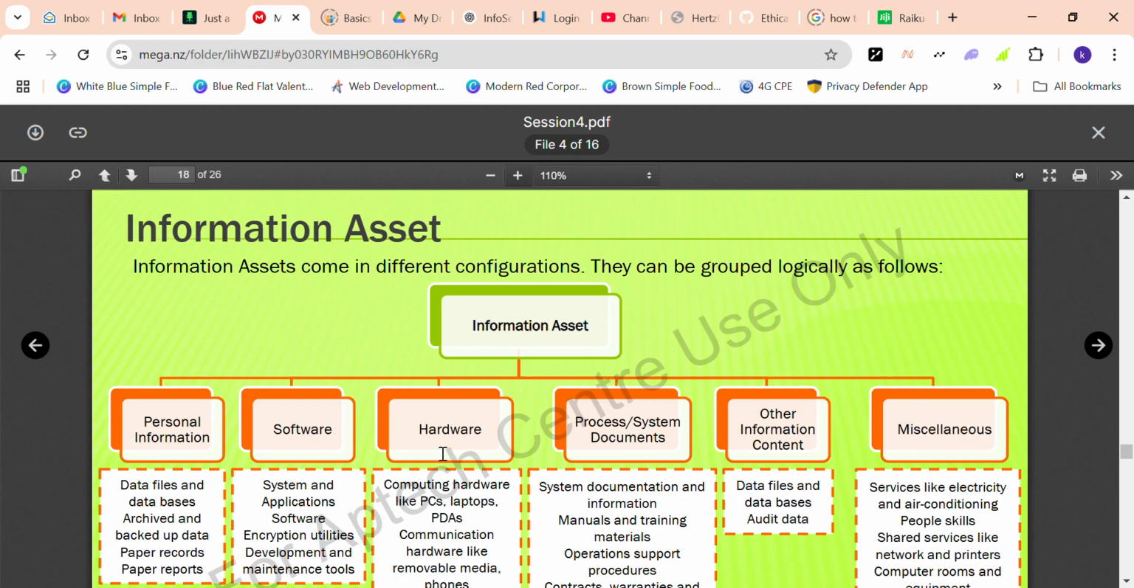You know, this is the hardware, your computer, the server or your database, hard drive, and the software is installed on the device. Let me use an example of a computer. Your computer is the hardware, the software is installed, and the personal information is what the software carries. The software is the app, on the hardware, and the personal information is stored on the software. Now the process or system document, other information content, and miscellaneous.